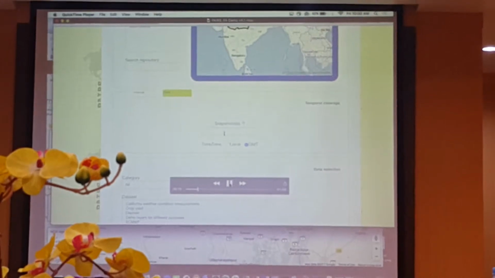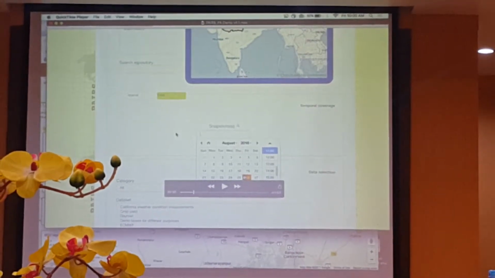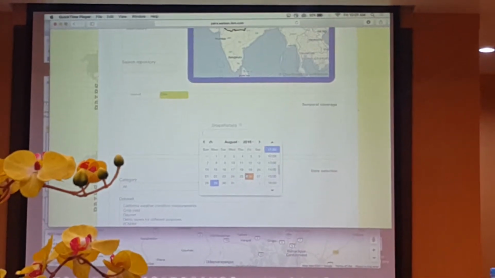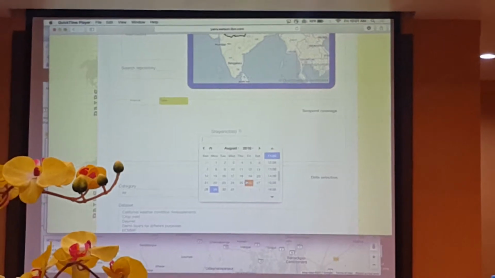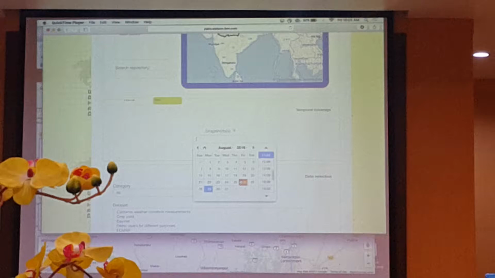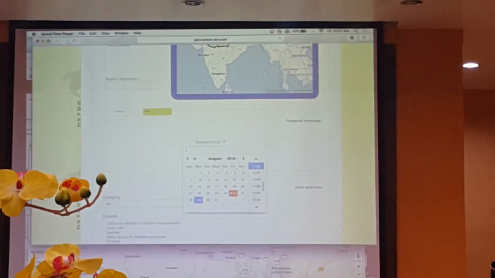Now, apart from the area, you can give the timeline of what and when you want this analysis from. So I can say I want this analysis for the last 1 month, or you can say I want this analysis only for last 1 week, or even today.